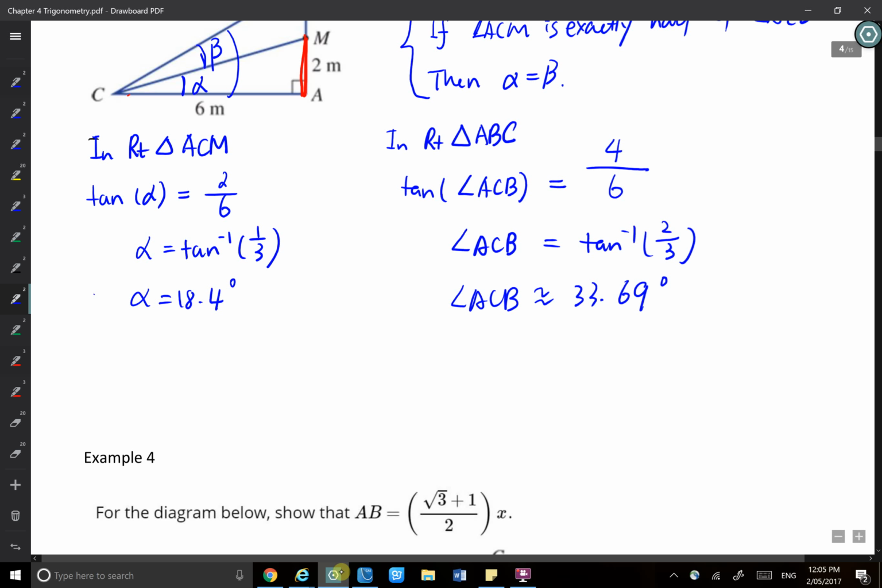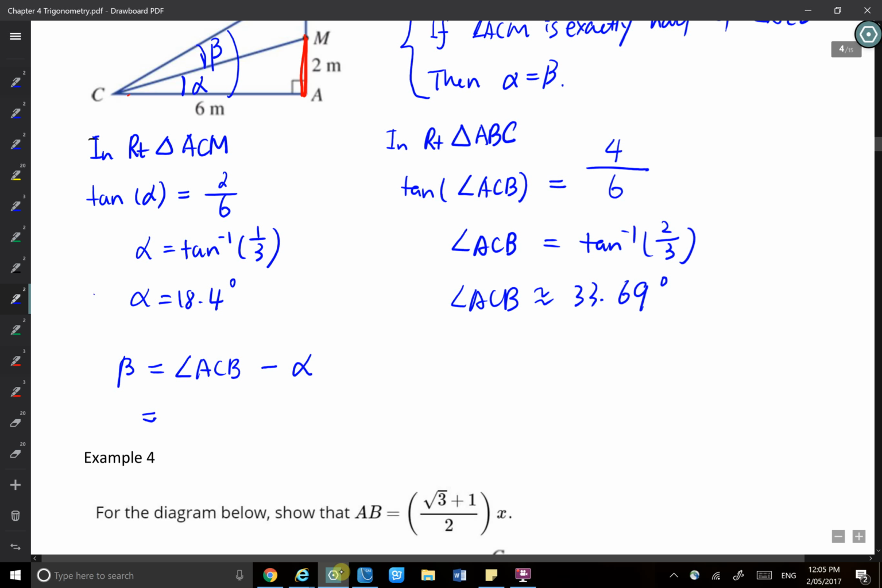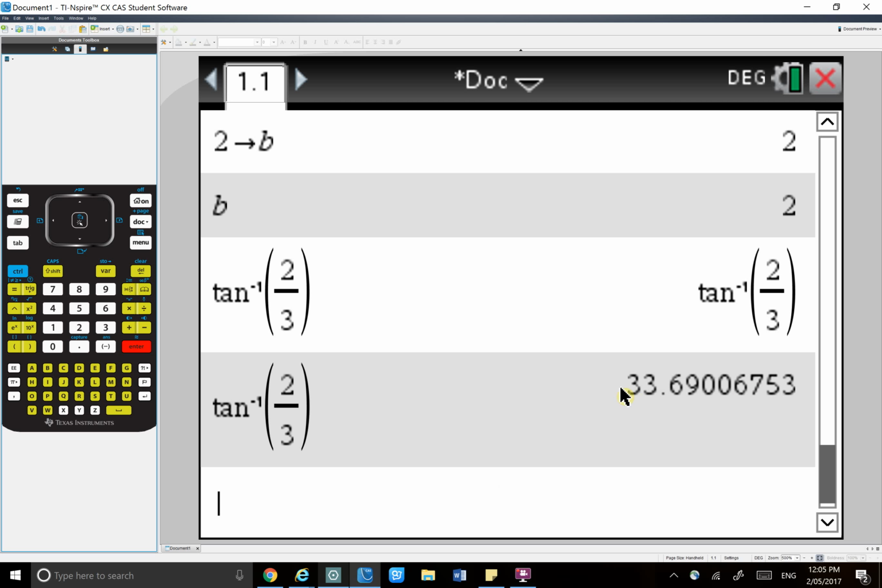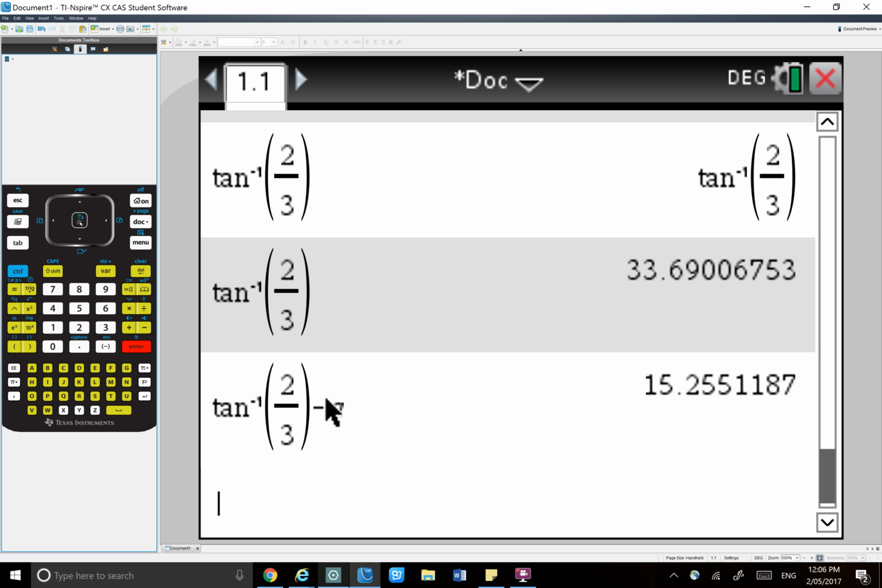So what's beta equal to? Beta equals angle ACB minus angle alpha, right? ACB minus angle alpha will give you beta. Therefore, beta equals, where's ACB? ACB is just this angle here. I just copy that down. Subtract the previous angle. I stored alpha as A, so I just press A here. I overlapped B, B is 2, A is still that angle. Then I press Control and Enter. That'll give me 15.25. So 15.3.